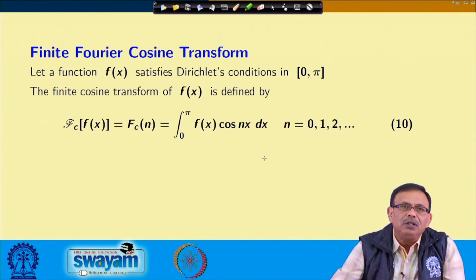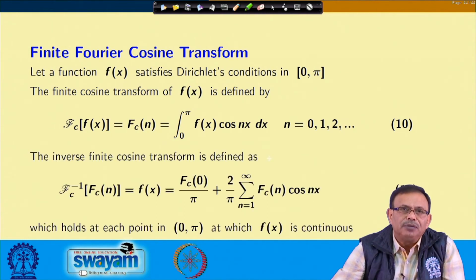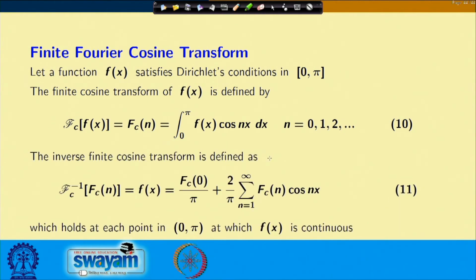On the same way, we can define the finite Fourier cosine transform, and this we can define as like this. The finite cosine transform of f x is f c n equals 0 to pi f x cos n x dx, n varies from 0, 1, 2. Only change here is n is from 0, 1, 2. For Fourier sine case, it was n equals 1, 2, 3 like this. And the inverse Fourier cosine transform is defined as f x equals f c 0 by pi plus 2 by pi summation n equals 1 to infinity f c n into cos n x, which holds at each point in 0 to pi where f x is continuous.